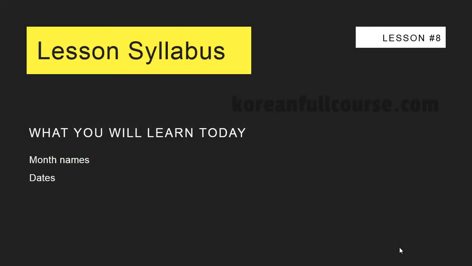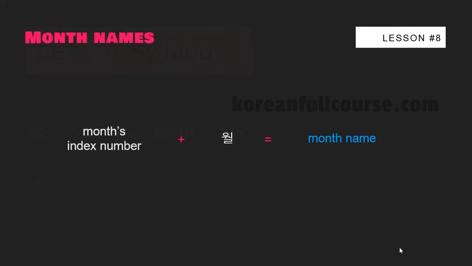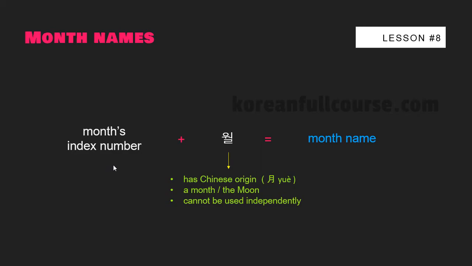Hi, today I will teach you how to say months and dates in Korean language. To say month names in Korean is pretty easy. All you need to know is just 12 Sino-Korean numbers and the word 월, which has Chinese origin and means a month or the moon. Unlike Korean word 달, which means the same, the word 월 cannot be used independently. It's always a part of some other words.